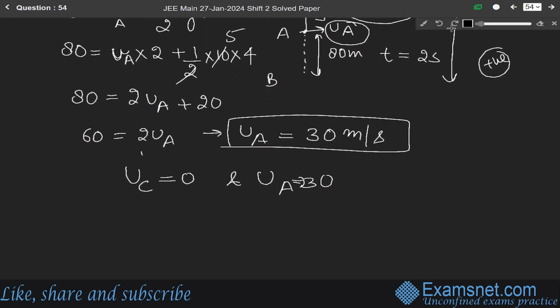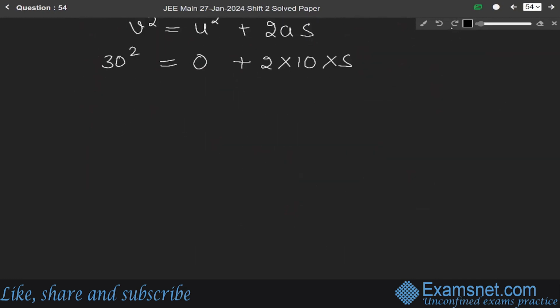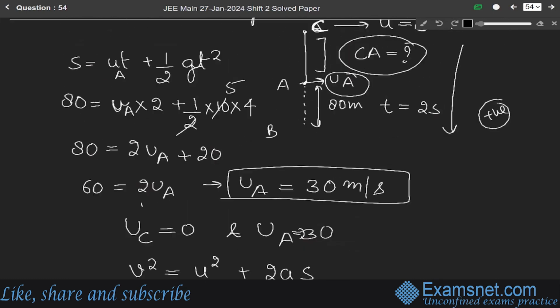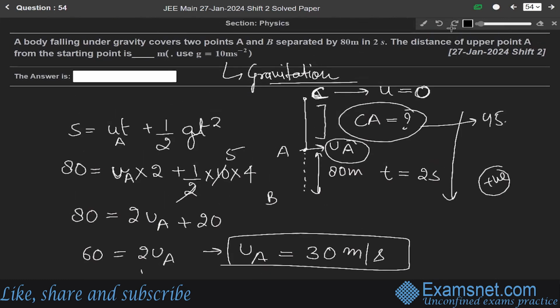So using the third law of motion, that is V square equals U square plus 2AS, where S is the distance. So V is 30: 30 square equals U square, which is 0, plus 2 into A, which is 10, into S. So 30 square is 900, equals 20S. This implies S will be equal to 900 over 20, that is 45. So the distance between point C and point A is 45 meter.